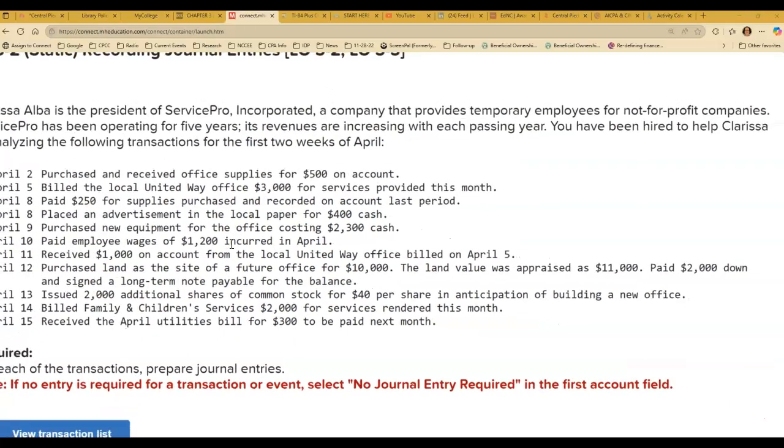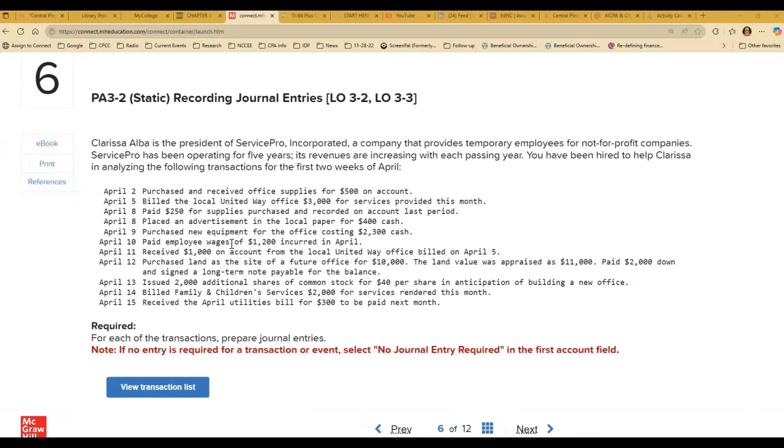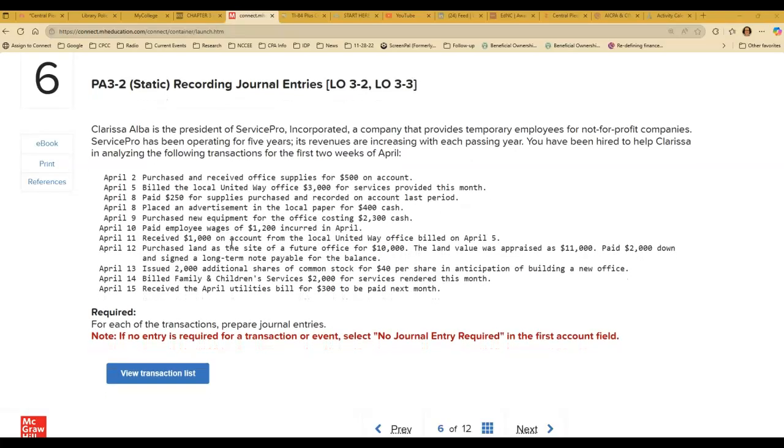Question 6. All right. We got Clarissa Alba is the president of Service Pro Incorporated, a company that provides temporary employees for nonprofit companies. Now let's stop right there, because so many of you are going to blow right by that, and you're not really going to get what's really important out of that sentence. Okay? We are a temp agency. We provide workers to nonprofit organizations. You with me? So how do we earn revenue at Service Pro?